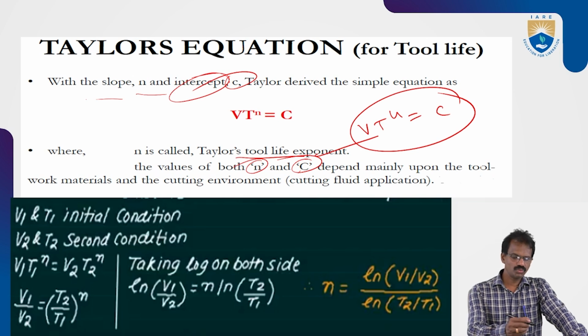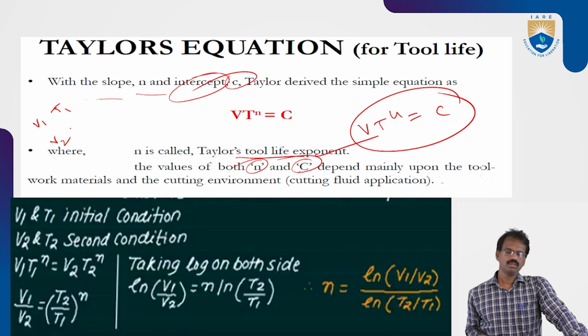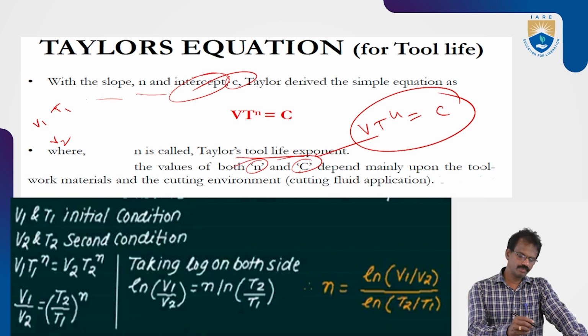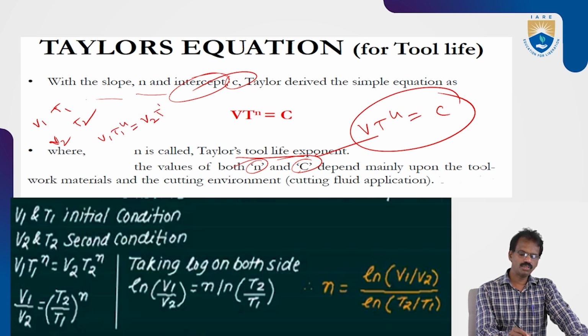Okay. Suppose the initial condition cutting speed is equal to v1 and the tool life is equal to t1. For the second condition, if you take cutting speed equal to v2 and tool life equal to t2, then the relationship between these two is v1 t1 to the power of n is equal to v2 t2 to the power of n.